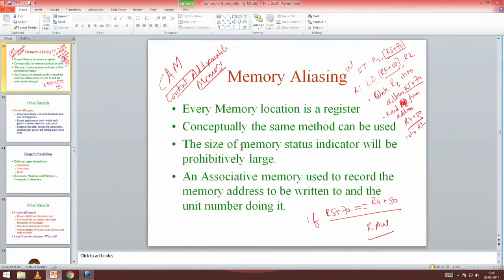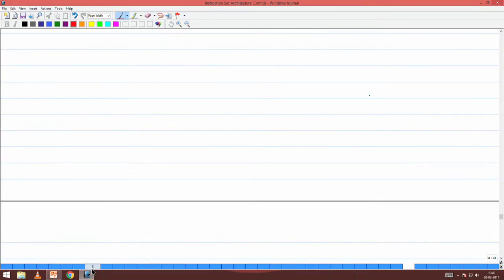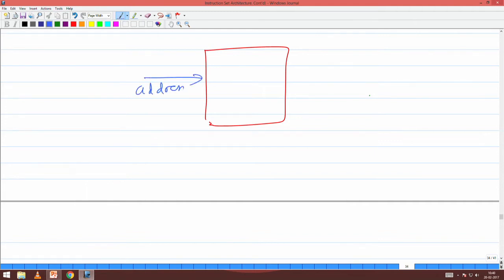Do you all follow this? Now I will go to content addressable memory. What is normal memory? In normal memory, I give an address, and I get the content of that address.